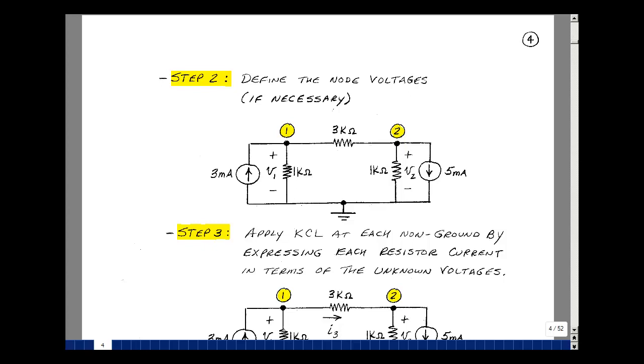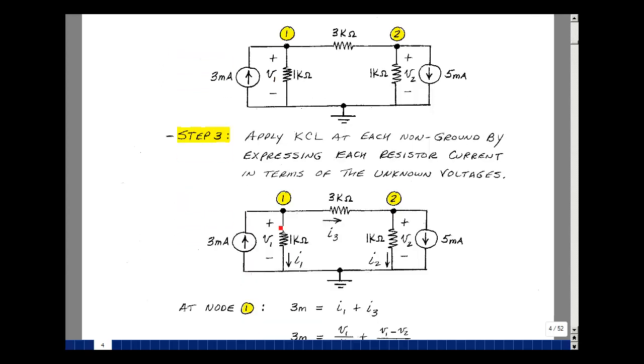Step 3 is to apply Kirchhoff's current law at each non-grounded node, expressing each resistor current in terms of the unknown node voltages. Now, since node voltage 1 is from node 1 to ground, plus to minus, then the current would be in the direction from the plus to the minus terminal, using Ohm's law. The same is true for the 1K resistor here, where I've got V2 volts from node 2 to ground, and the current would then flow from the plus to the minus terminal.